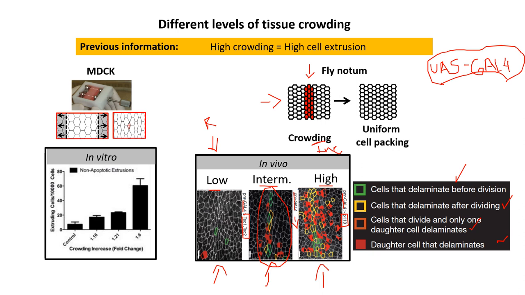Now in the following slide I want you to think: what do you think happened with the sex comb? How do you think we will find different levels of crowding? Okay, how would you study different levels of crowding? Think for 2 minutes and I will give you the answer in the following slide.